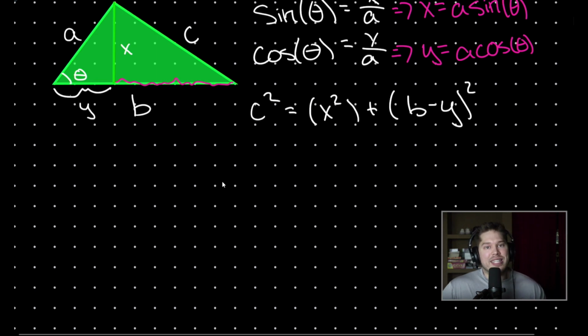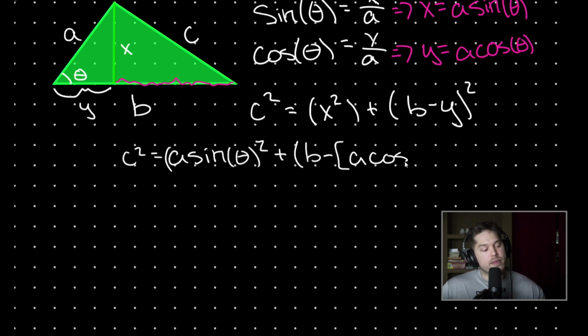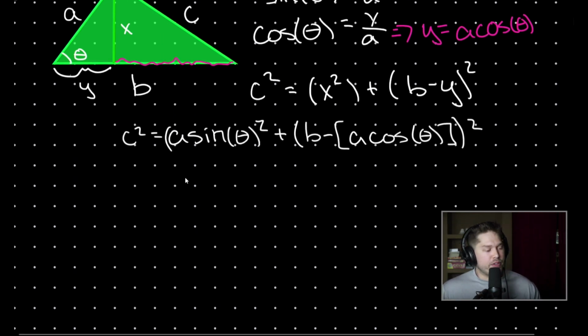Here I'll go back to white. Let's plug in and we can have c squared is equal to x squared. We found x to be a times sine of theta. This is squared plus b minus y, which we found to be a times cosine of theta. And this is all squared as well. Now let's just expand and simplify.